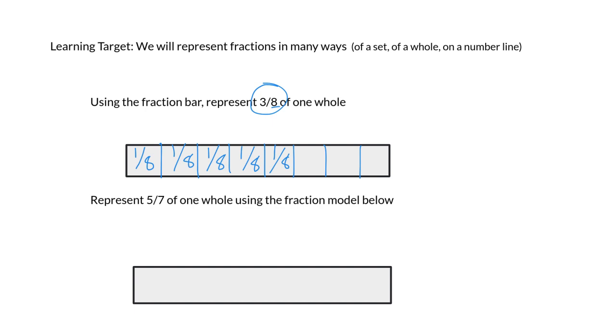Okay. Now remember, we're going to try and represent what 3/8 is. So I'm just going to use yellow here, and we're going to shade in 1, 2, 3/8. That's all we're doing for the first part of this. Okay, next we're going to represent 5/7 of one whole using the fraction model below.